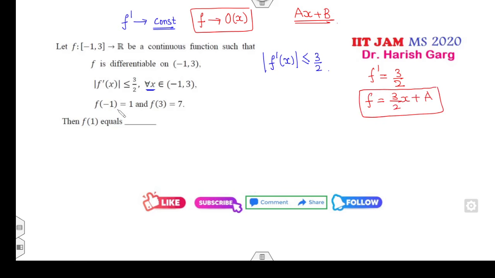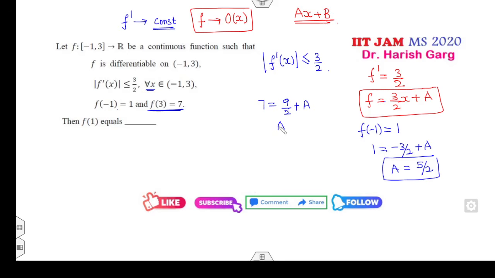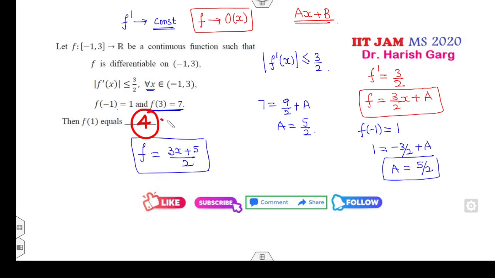Fine. Now you can use any relations. f of -1 is 1, so 1 is equal to -3/2 plus a, a will be 5/2. You can use this result as well, तब भी same ही answer आएगा. f of 7 is 9/2 plus a. You can see a is again 5/2. So your f will be 3x plus 5/2. That's over. बाकी क्या रह गया पीछे आपके पास, f of 1, 4 is the right answer.